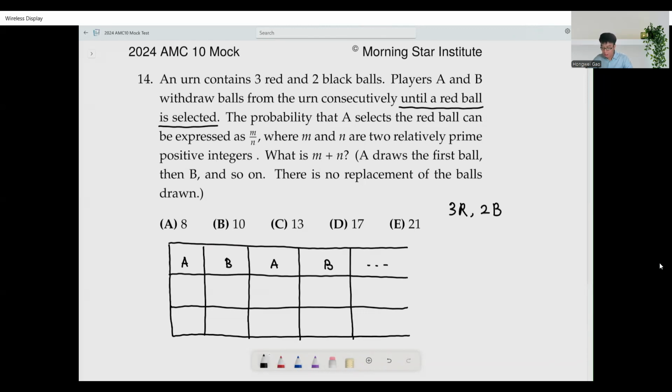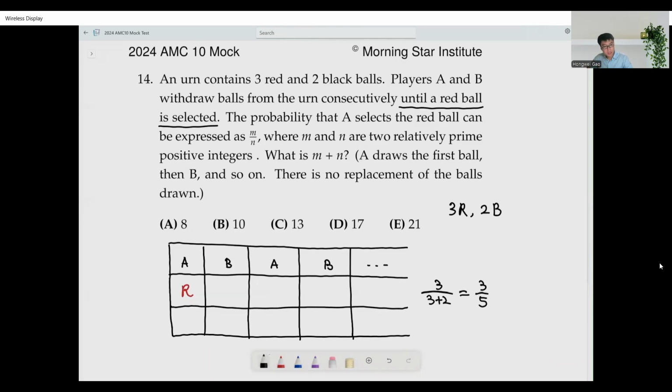A can select a red ball in the first round. That is, in the very beginning, A got a red ball. Since we have 3 red balls and 2 black balls, the probability of selecting a red ball is 3 over 3 plus 2, which is 3 over 5.